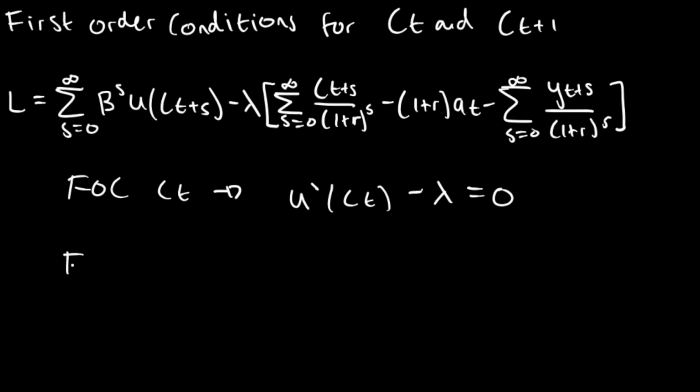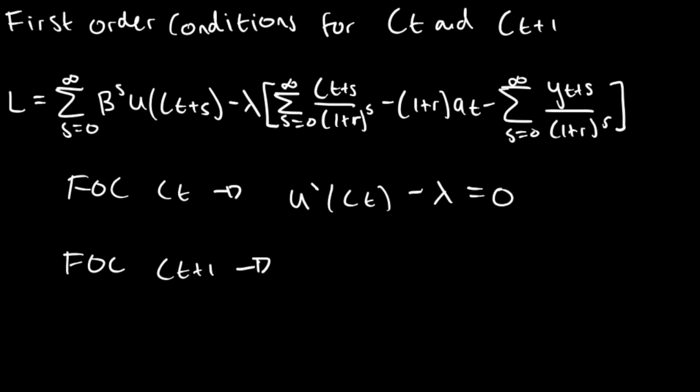So now the first order condition for Ct plus 1. Now we're looking at a period in the future, which means our discount factor is going to be there, our summation, and our rate of return, which discounts consumption in the future, is also going to be there. So it's not going to look like this case here. It's going to look a little bit different.